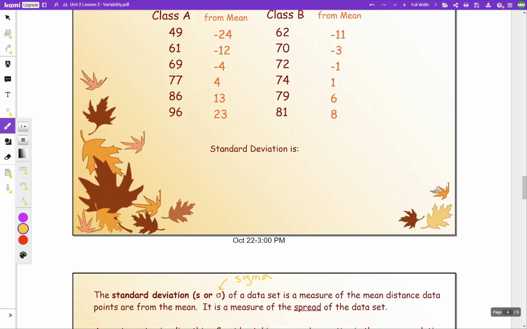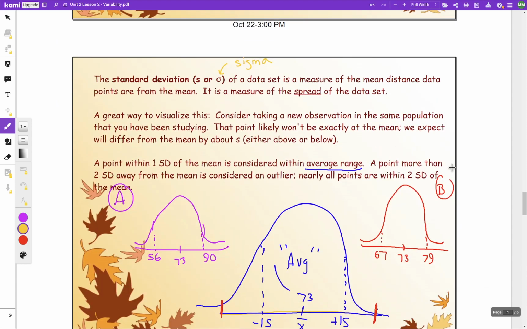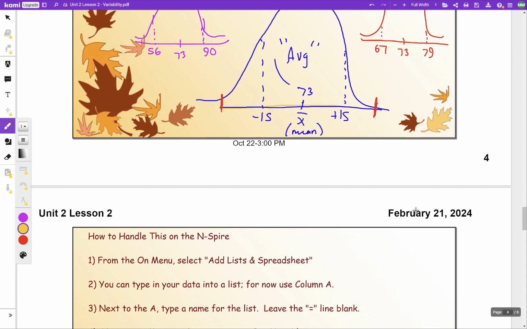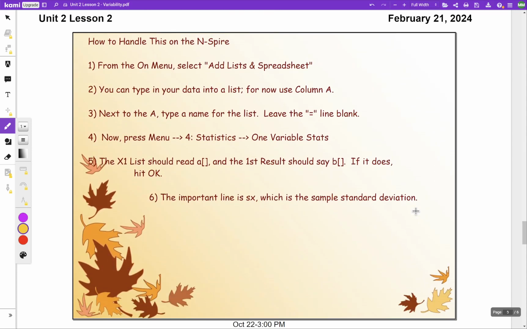Okay, so finally, the last thing that we can do here, and again, here's the slide again, is looking at how to do this on the calculator. Obviously doing this by hand is going to be a pain, especially if you've got a lot of points, right? So here are some directions, and I'll show you how to do this on an Inspire.